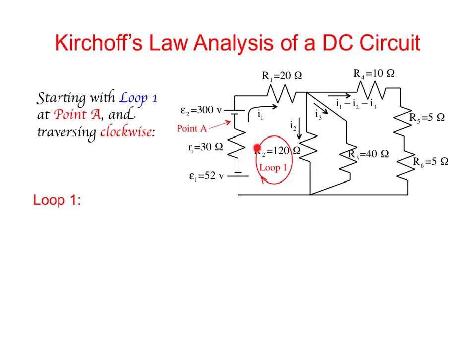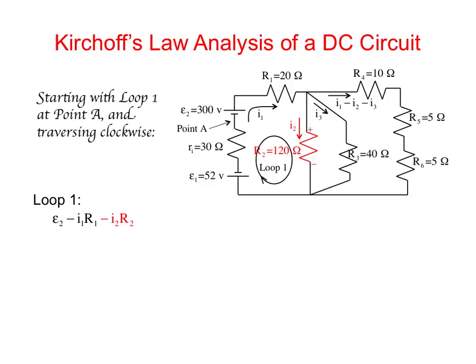So beginning with loop 1, I'm going to start at this point right here. I'll call it point A, and I'm going to proceed clockwise. First thing I run into is a battery E2, so I write down E2. I'm going from the lower to the higher voltage side, so it's positive. I run into the resistor. I'm going with the current, so I'm going from higher to lower, which means I'm seeing a voltage drop of I1R1. I'm seeing a voltage drop of I2R2.